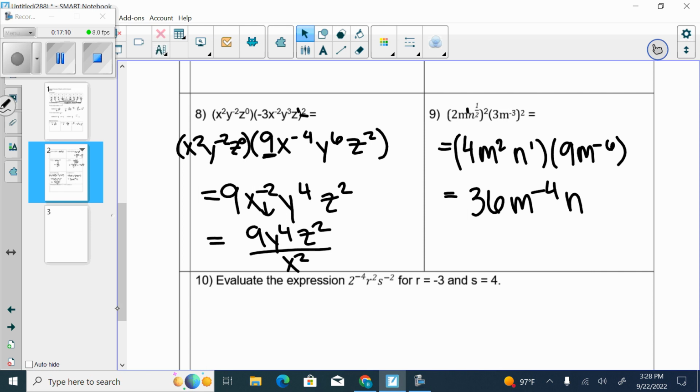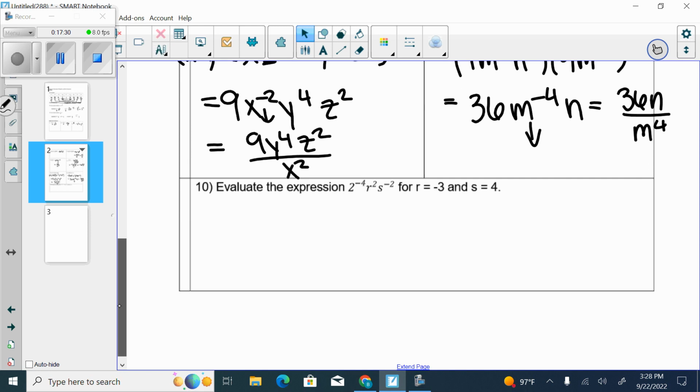Nothing to change it. So how do I fix this? M goes down. Very good. Move it to the bottom. But I'm going to keep the 36 and the n up there in the top, right? All right, last one.